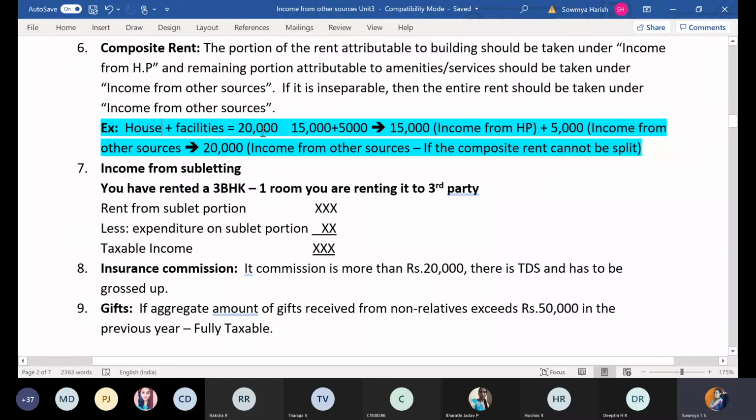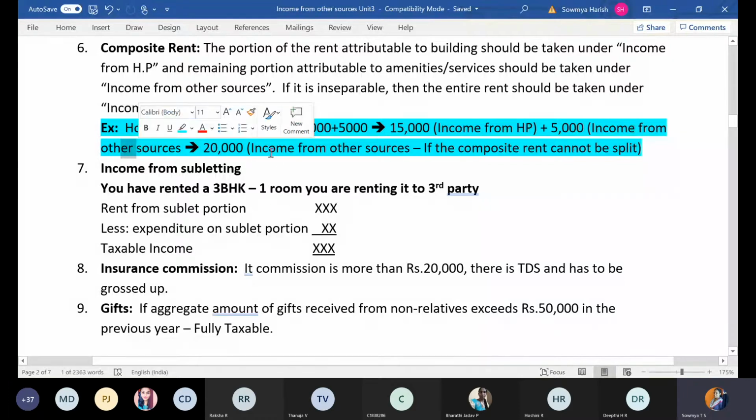An example which I just quoted: house plus facilities you are giving on rent, and for this entire thing you are charging 20,000. If you are able to split this 20,000 into how much for the house and how much for facilities, say 15,000 for the house and 5,000 for facilities, in that case this 15,000 will be charged under the head income from house property. This 5,000 which is associated with facilities will be charged under the head income from other sources.